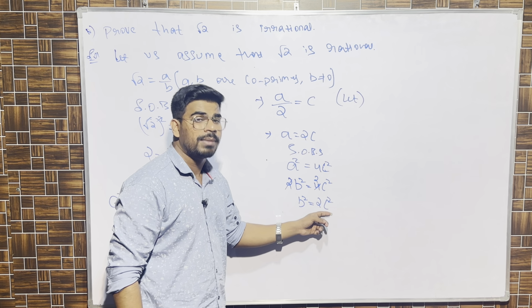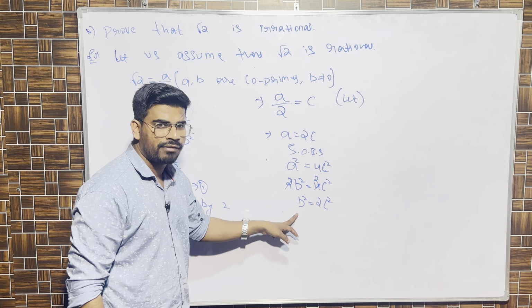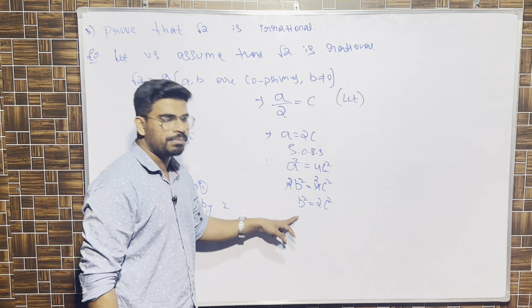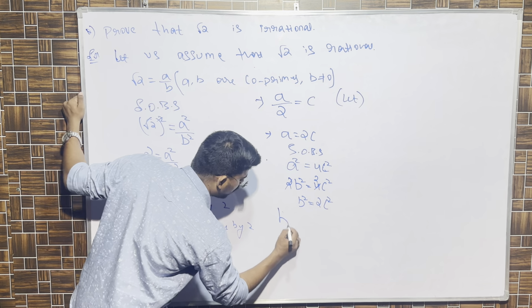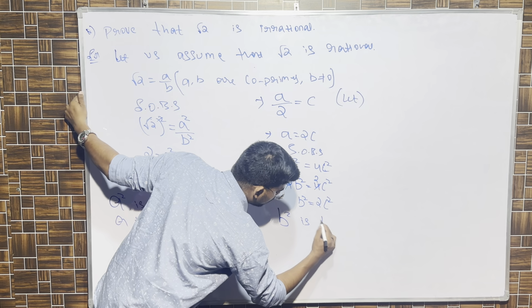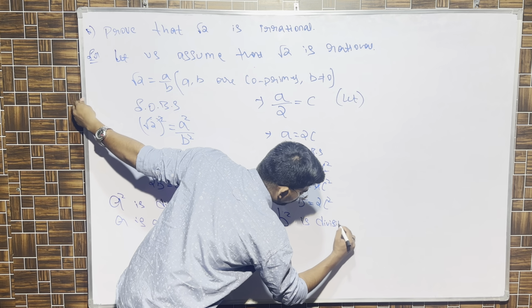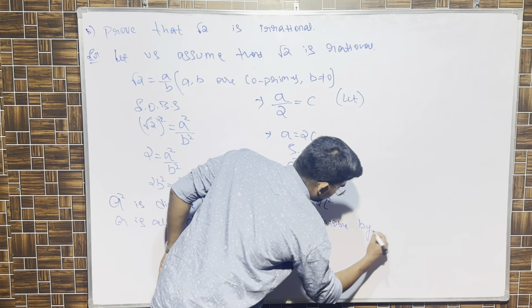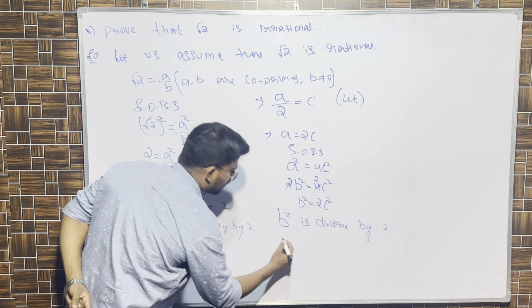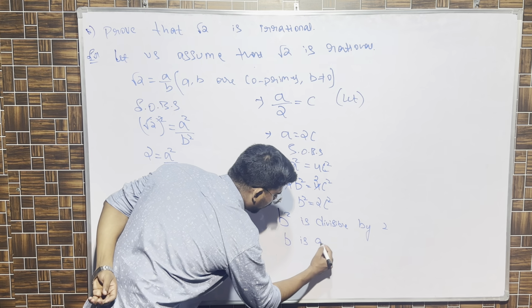Now b square is in relation with 2 and c. C and 2 are in multiplication. If I send this 2 over here, it will become division. 2 divides b square. Therefore, b square is divisible by 2. If b square is divisible by 2, b is also divisible by 2.